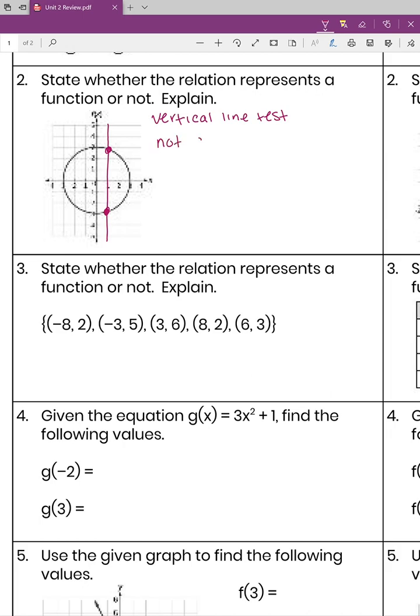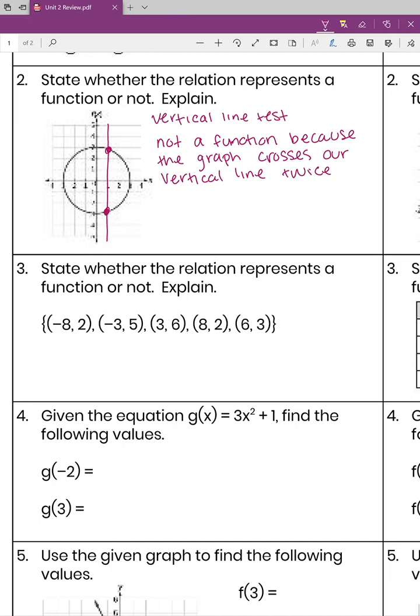Not a function because the graph crosses our vertical line twice. So not a function. Okay.